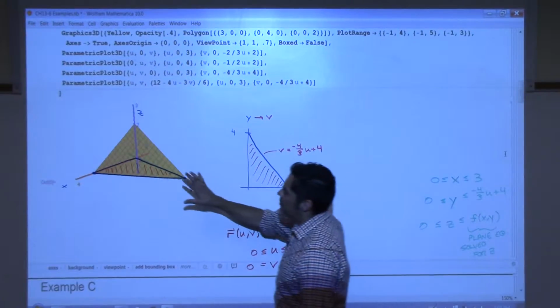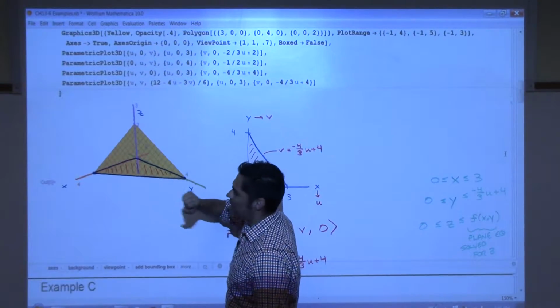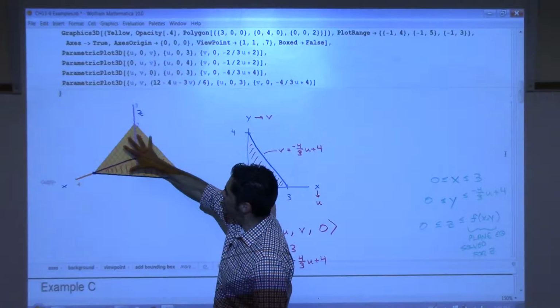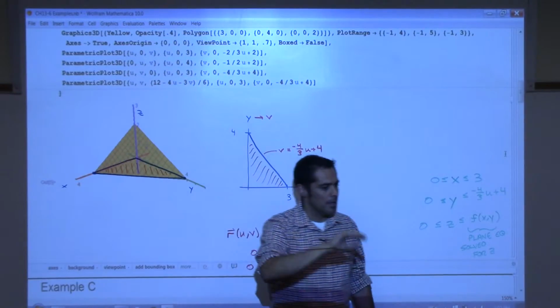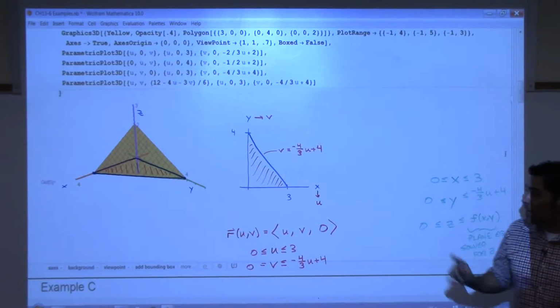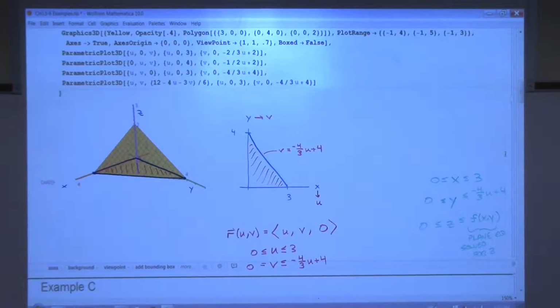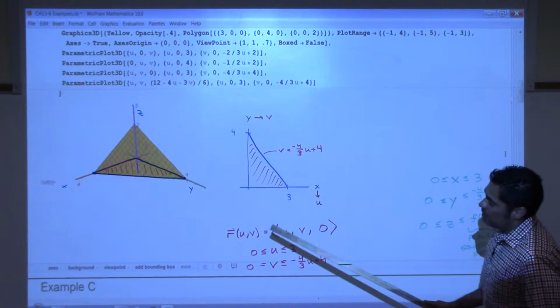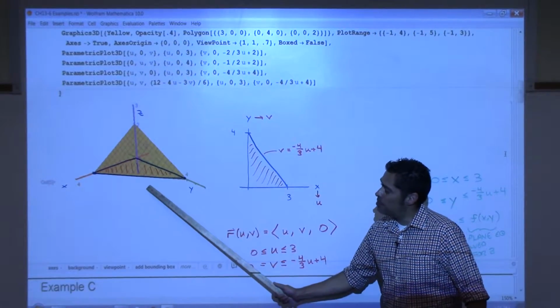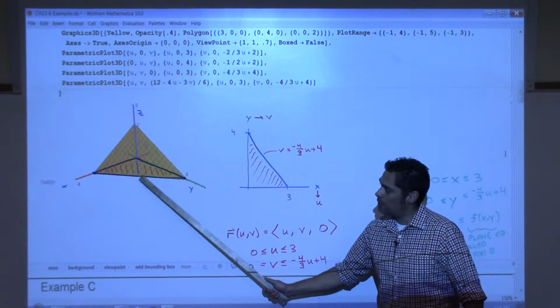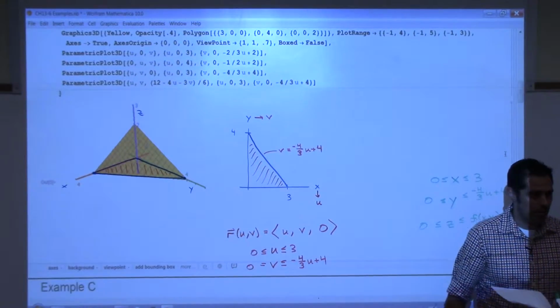I asked you to find the parametric equation, the vector equation of the surface, this front face up here that has a tilt to it. So let me remind you of what we did last time. And specifically, when we found the parametric equations for the surface, the bottom of this thing, right?